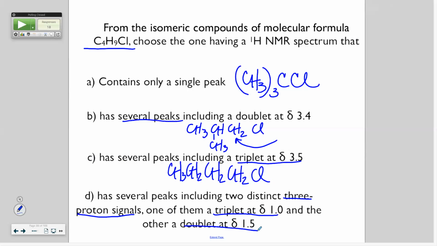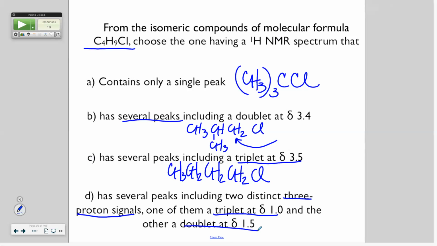So notice that these aren't shifted as far as these. So what does that tell you about the chlorine? It's not directly attached to them, which makes sense because if you had a methyl and a chlorine, that would be the compound. Couldn't have 4 carbons. Okay, so who has a triplet at 1? Okay, and who has a doublet at 1.5?